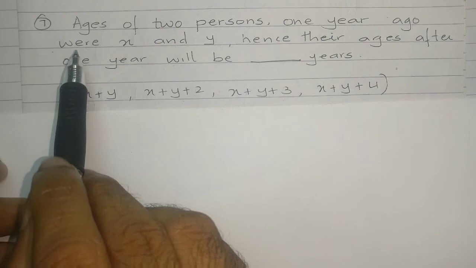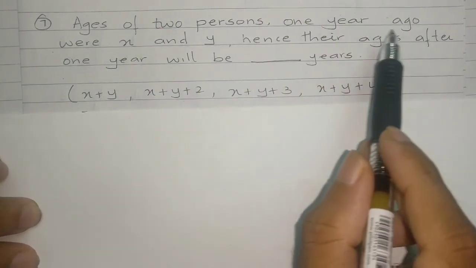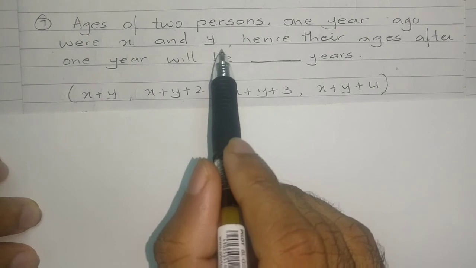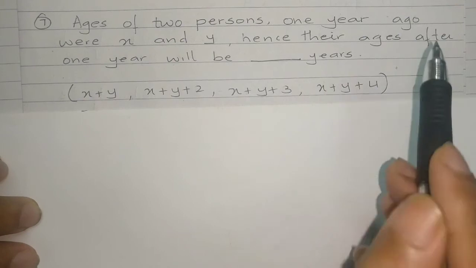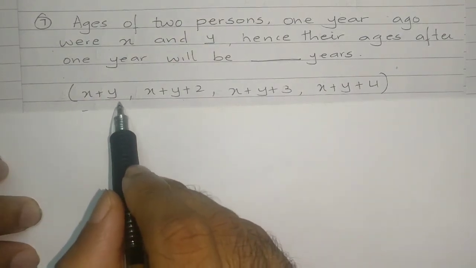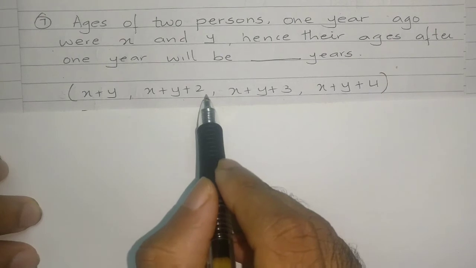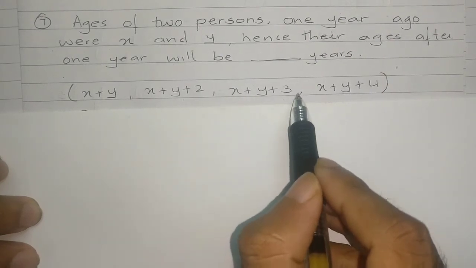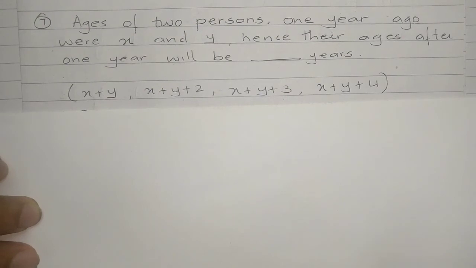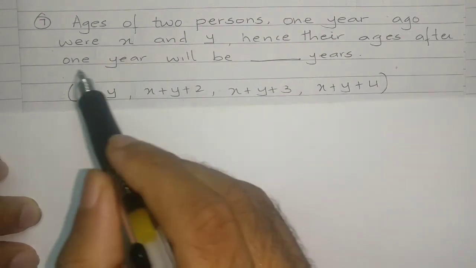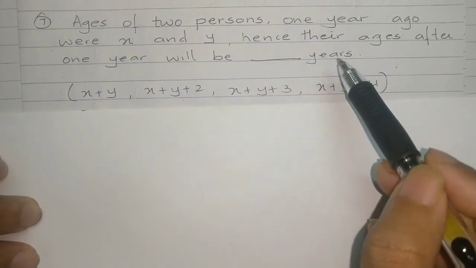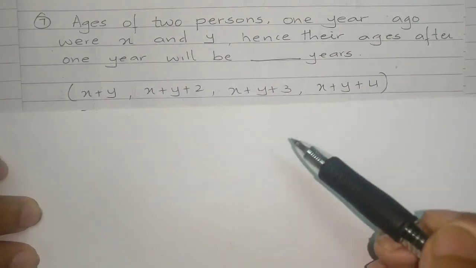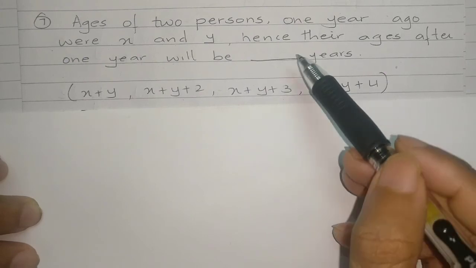Okay. Seventh one, ages of two persons 1 year ago were x and y. Hence their ages after 1 year will be dash years. Your options are x plus y plus 2, x plus y plus 3, or x plus y plus 4. Now I want you to solve this problem in your book and write the answer in the comment section of this video. You can try solving the problem.